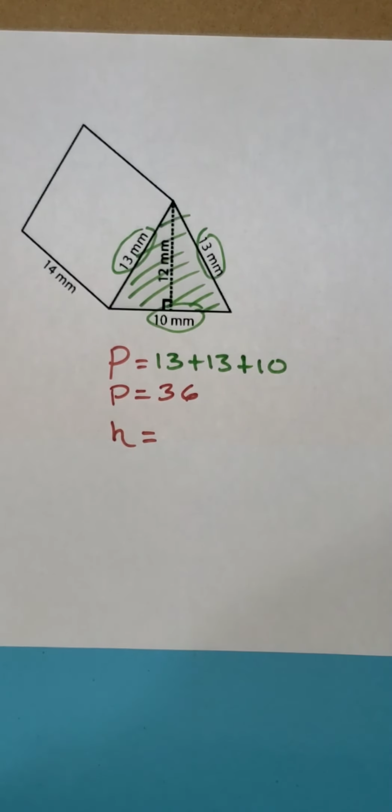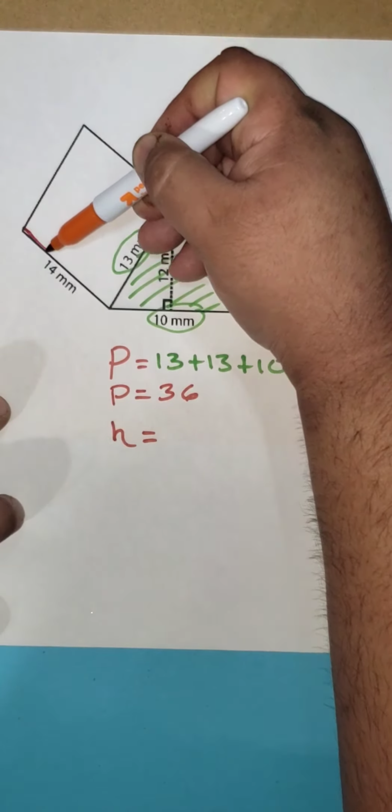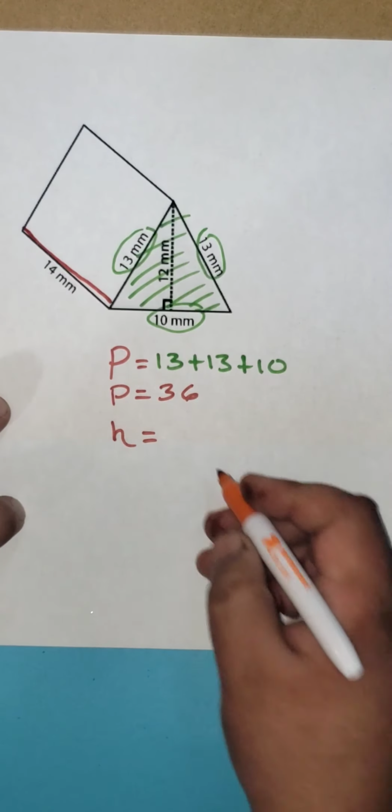Alrighty. Now the height, guys. Remember, guys, the height is always how tall is the shape. So how tall is this whole shape right here? Well, it's 14. So let's put 14 right here.